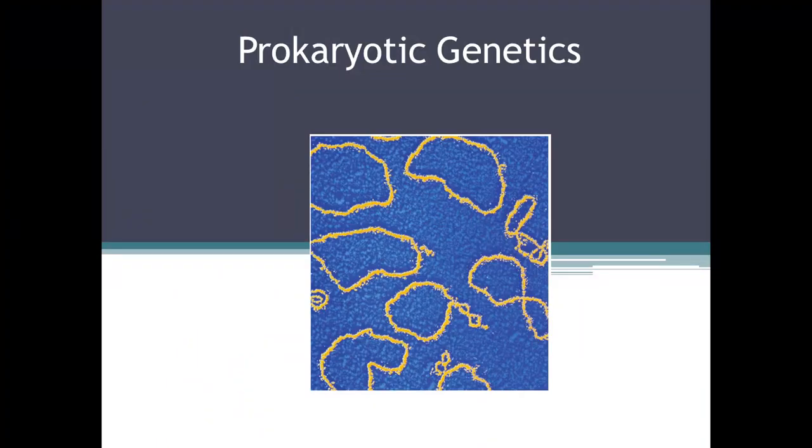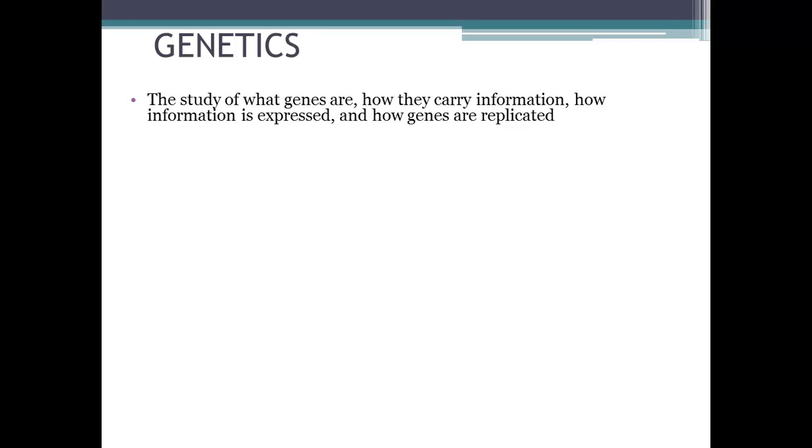Chapter 5, Prokaryotic Genetics. Genetics is the study of heredity. It's the study of what genes are, how they carry information, how information is expressed, and how genes are replicated. A gene is a segment of DNA that encodes a functional product, usually a protein.